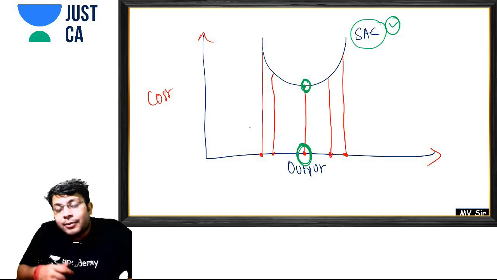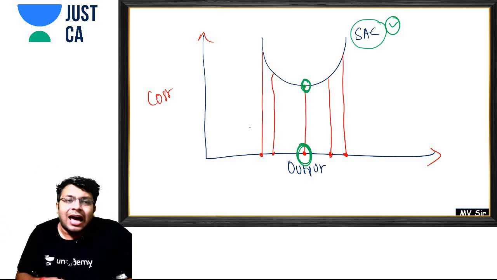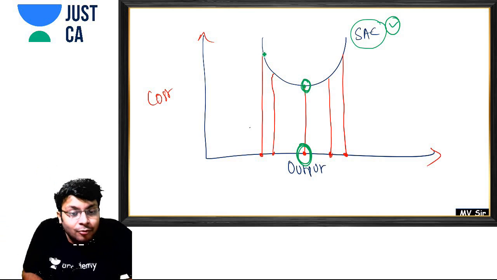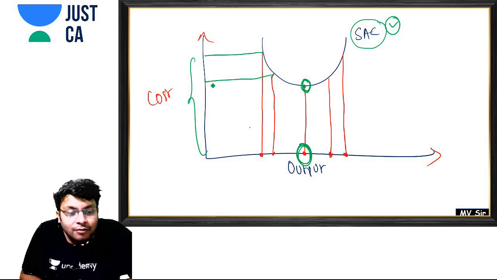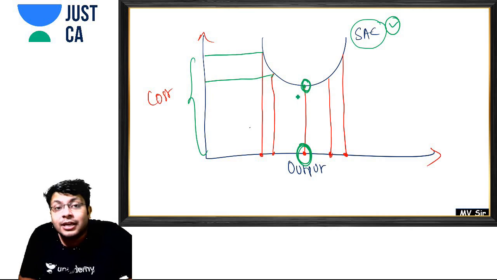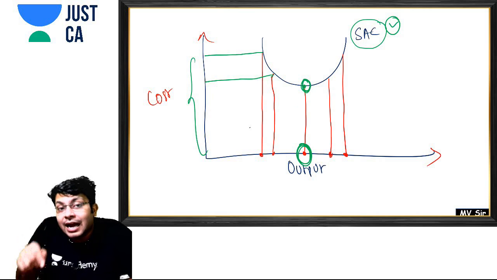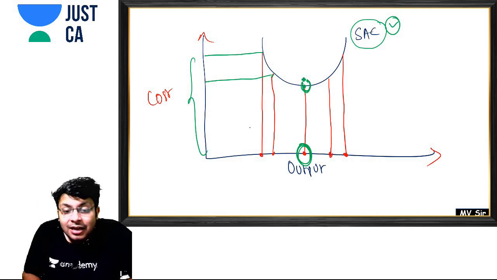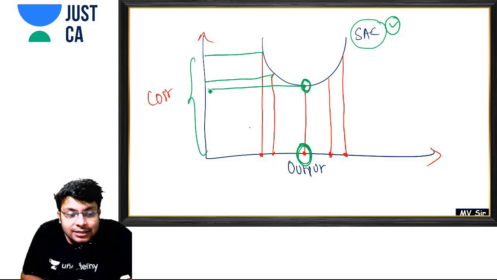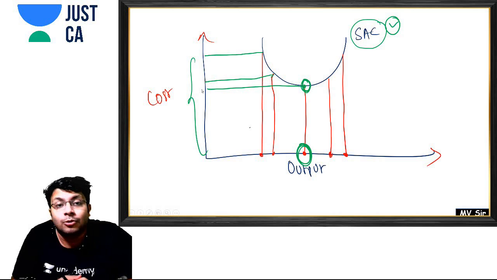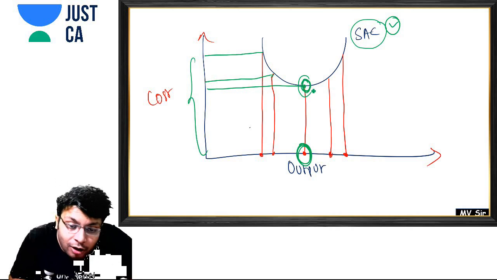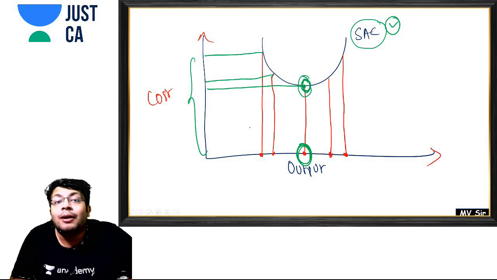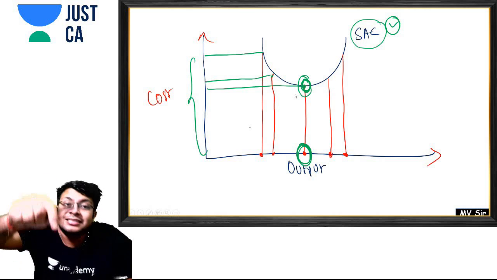Now, sir, but I want to produce less. Now see, when you are producing less, your cost is coming more. Your cost is more when you are producing less. But if you are producing the optimum level of output for that plant size, your cost will be less. The cost will be lowest over there. So at the lowest point of our SAC, you get the optimum level of output for that plant size.